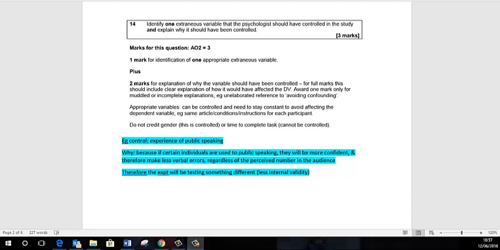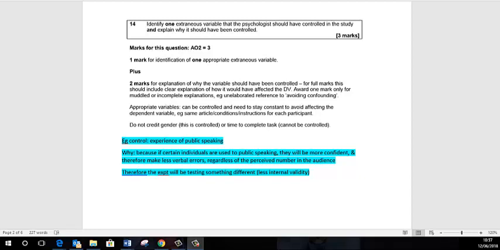Okay, so the second research question is when you're asked to identify an extraneous variable in this study and explain why it should have been controlled. Okay, so that's a very common question, and you need to look at the clues in the stem. You need to look at the information. It has to relate to that particular study.